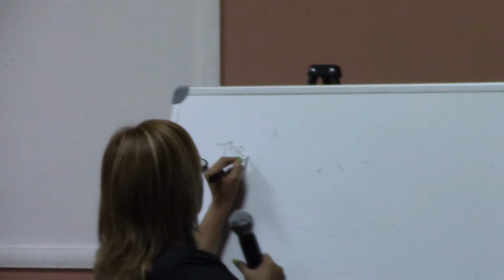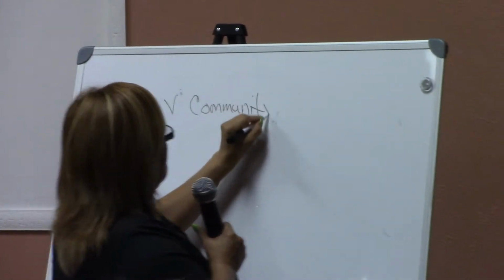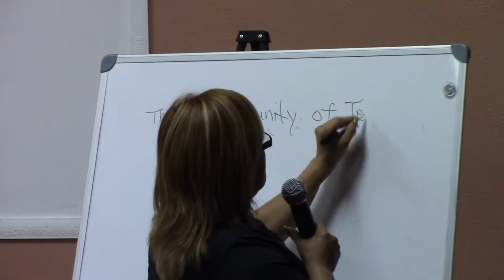What we decided is that we have a community page for all of us called the V Community of Texas. What's it called exactly? The V Community of Texas. We're going to repeat it one more time. The V Community of Texas. It's on Facebook. Just join. Okay, thank you. Put it on the board. The V Community of Texas, on Facebook. Just ask to join.